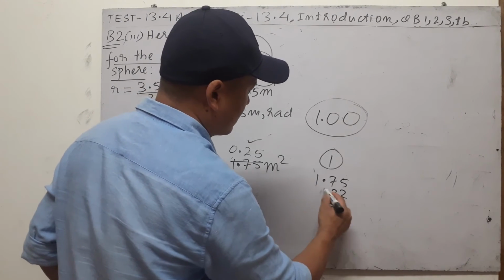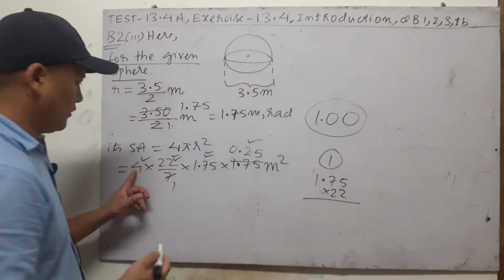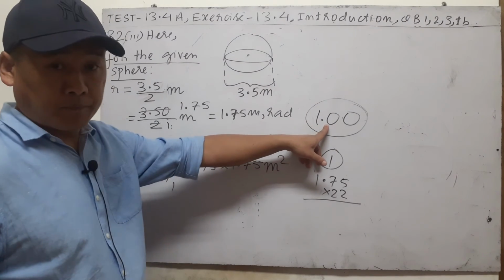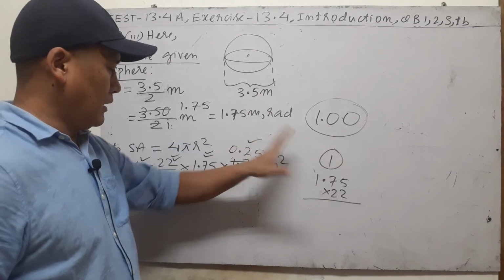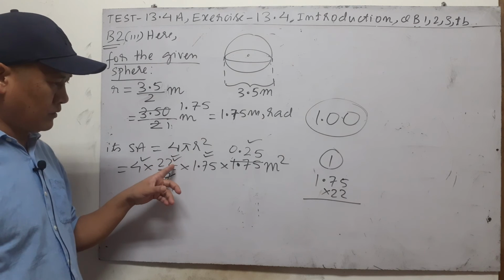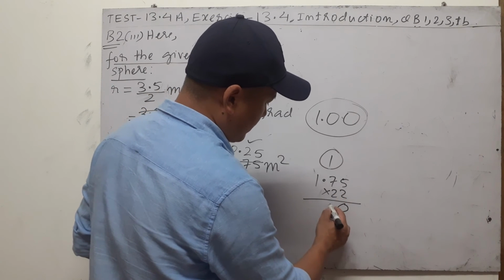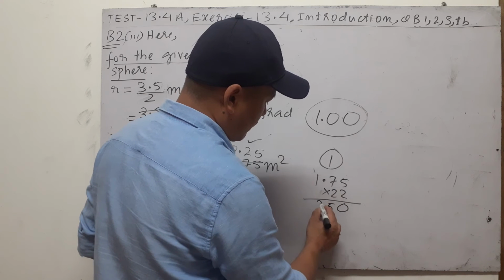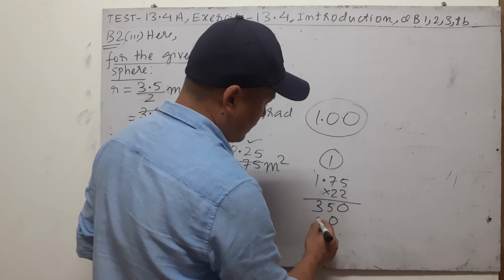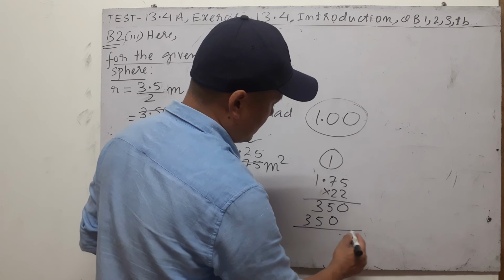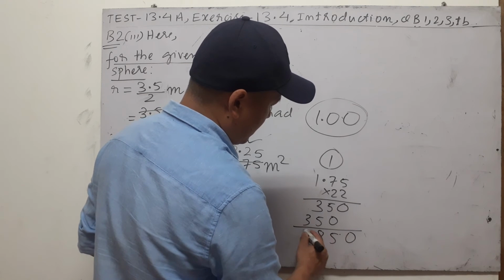1.75 into 22. Because 4 into 0.25, as you can see, is 1. And 1 need not be accounted in multiplication. So these 2 multiply. So 2 5s are 10, 1 in hand. 2 7s are 14, 15, 1 in hand. 2 1s are 2, 3. Same numbers, so 0, 5 and 3 here. 0, 5, 8 and 3.